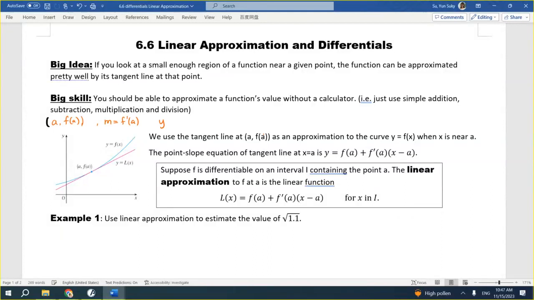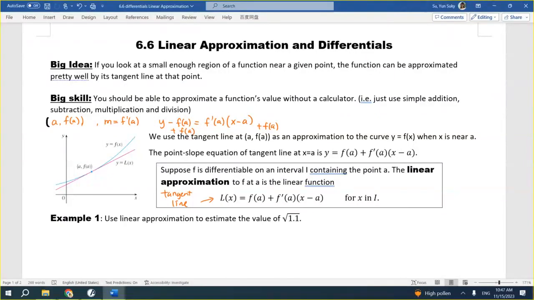Therefore, in the point slope form, we have y minus f of a equals the slope times x minus a. And then when you solve for y, you add f of a to both sides. Therefore, your tangent line is f of a plus f prime of a times x minus a. This is the tangent line. Yes, everybody?